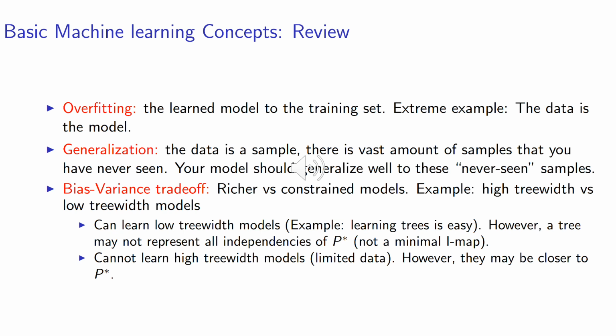Another example of a low bias model is a high tree width model, because it can represent many interesting distributions. And an example of a high bias model is a low tree width model. Okay, so high tree width is low bias and low tree width is high bias. In general, we would like our probabilistic models to have low bias so that we can represent several interesting distributions.